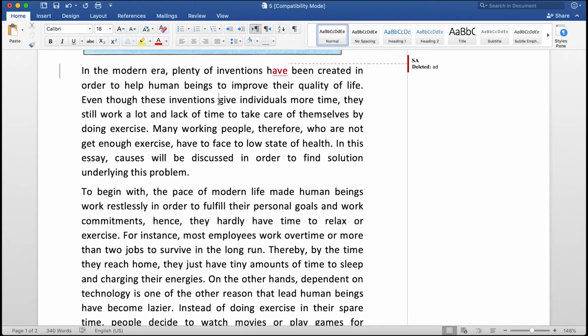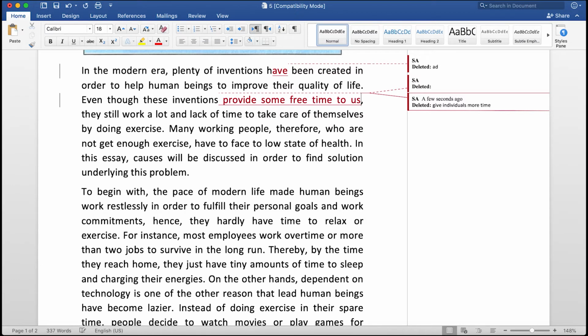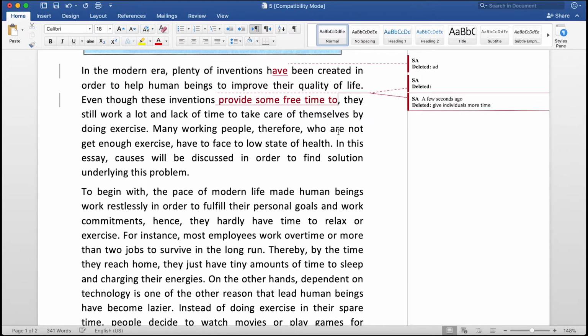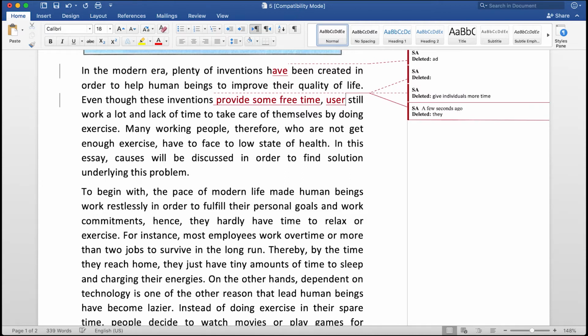Okay, so I'm going to get rid of this first part. I'm going to say, even though these inventions free, or we could say, provide some free time to users, or technically what we're saying is they free up some time. But the problem is that the phrasal verb free up, there's no alternative for it, none that I can think of. But so we're going to go with they provide some free time to users. They still... So maybe we could get rid of to users. You can say, even though these inventions provide some free time, users still tend to work a lot. I think that fixes it.